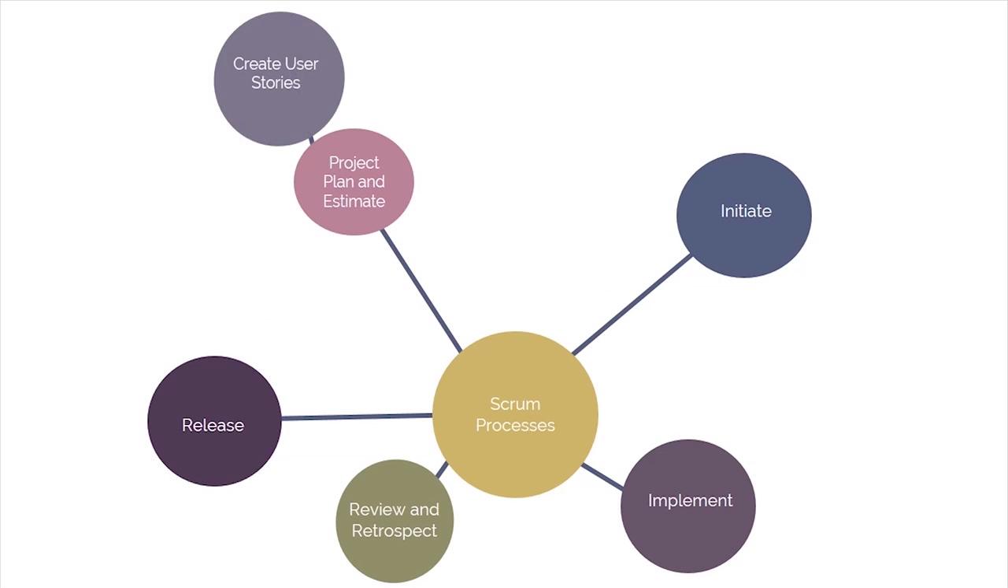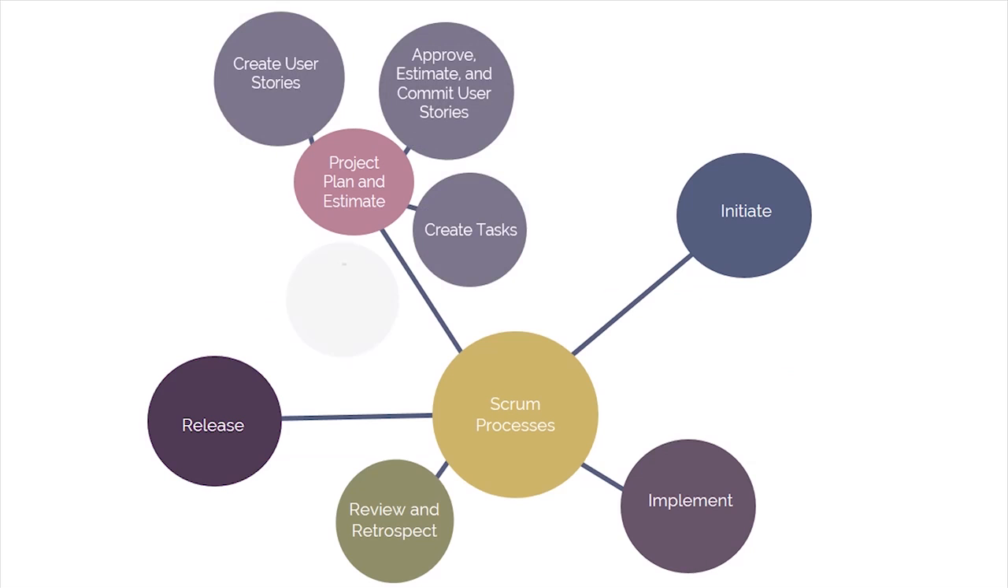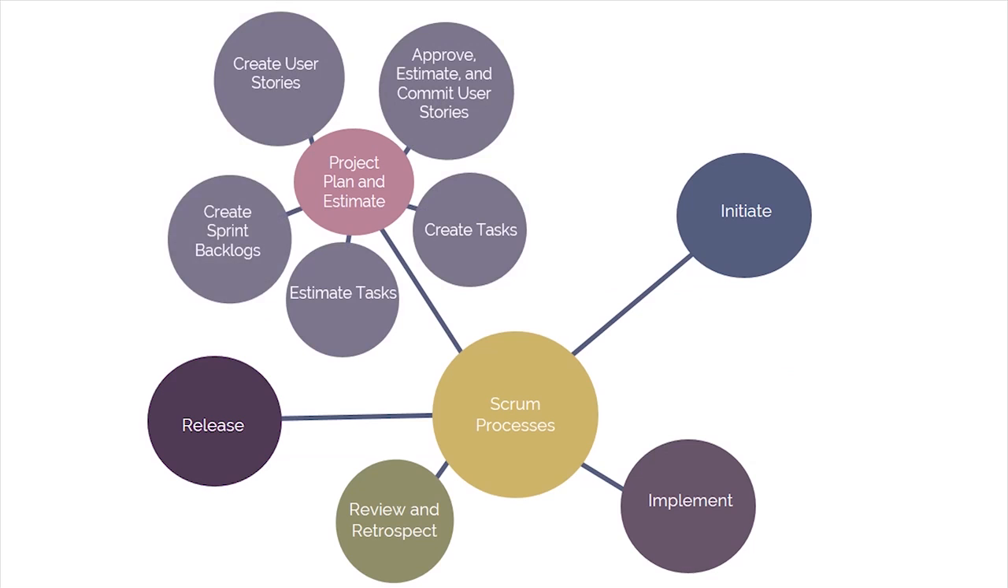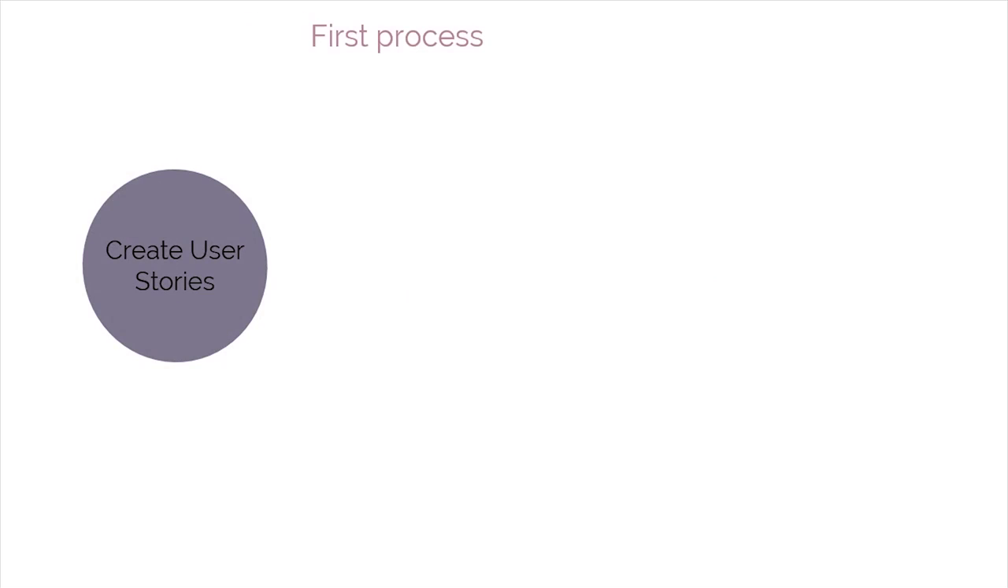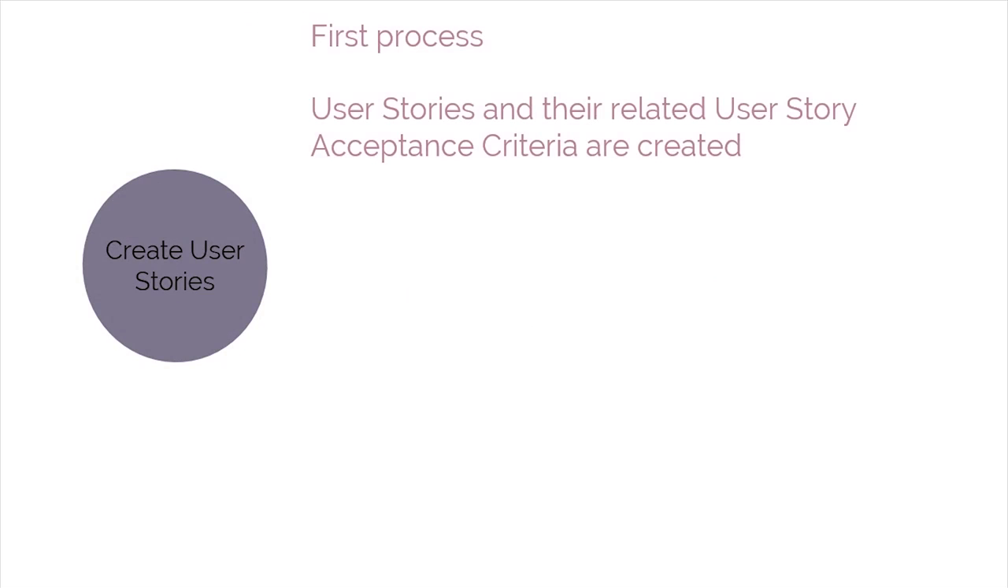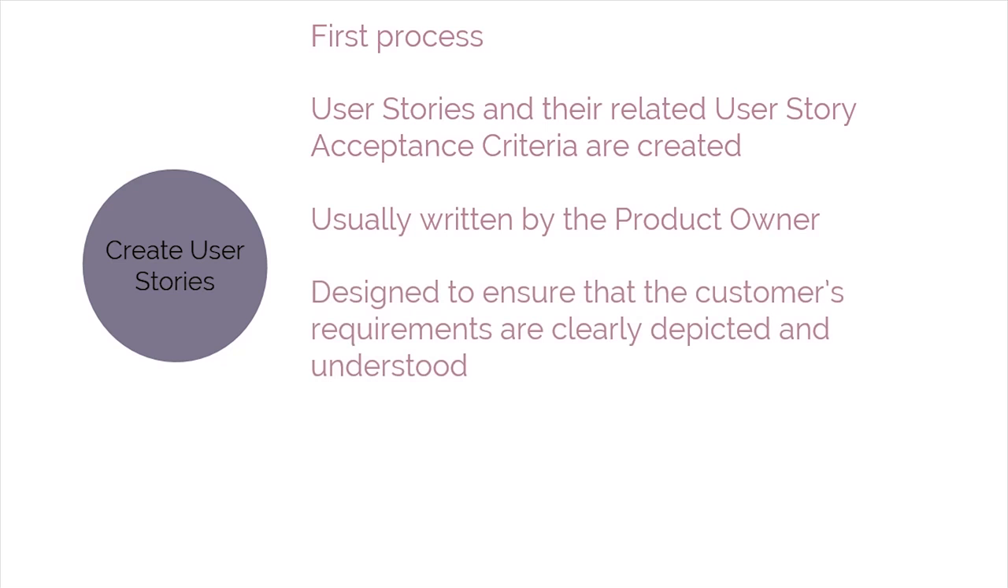The second phase we're going to learn is Plan and Estimate, and these are processes grouped under this phase. First is Create User Stories. We can see that in this process, user stories and their related user story acceptance criteria are created. User stories are usually written by the product owner and are designed to ensure that the customer's requirements are clearly depicted and can be fully understood by all the stakeholders.